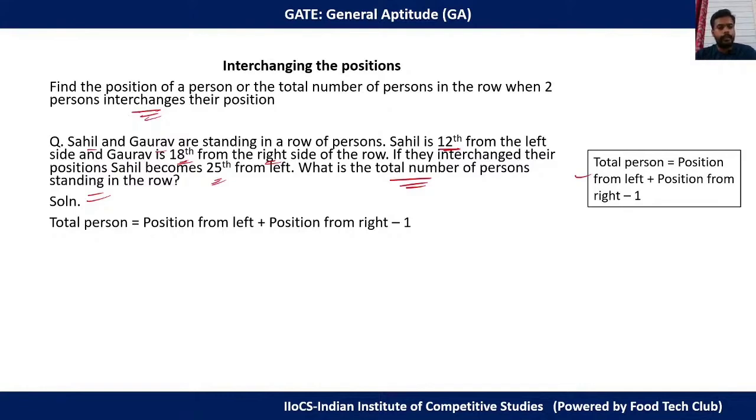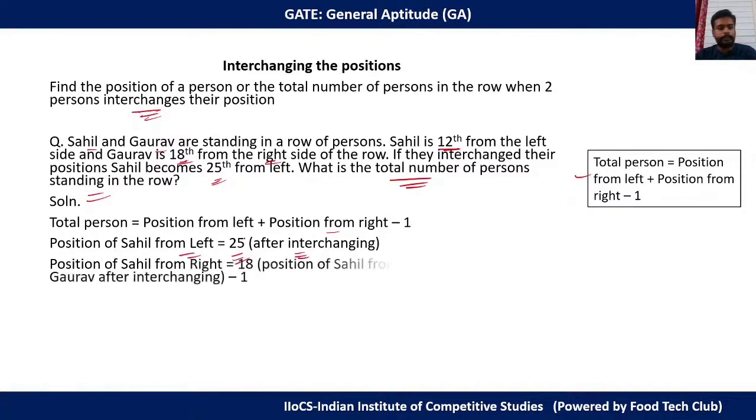Step by step, let us understand. Total number of persons is equal to position from left plus position from right minus 1. Position of Sahil from left, how much is it? 25. It is after the interchange, so this I have to consider. Position of Sahil from right is equal to 18, the same as Gaurav's after interchanging. Minus 1. So total number of persons is how much? 25 plus 18 minus 1. Here see, in the earlier questions there was no interchange, so directly whatever is the position, I have.